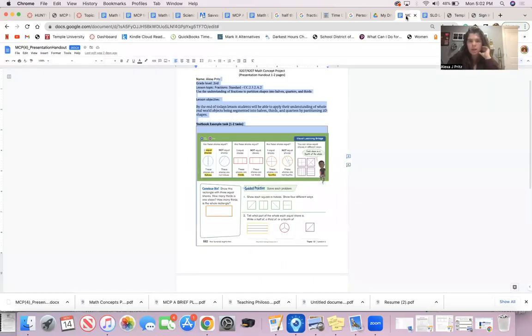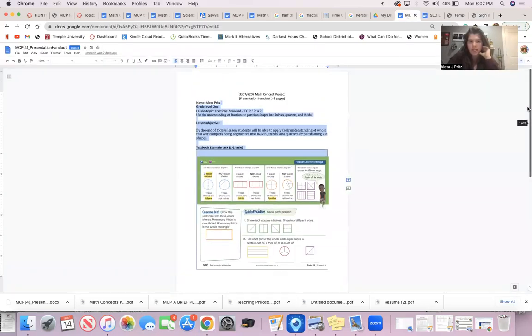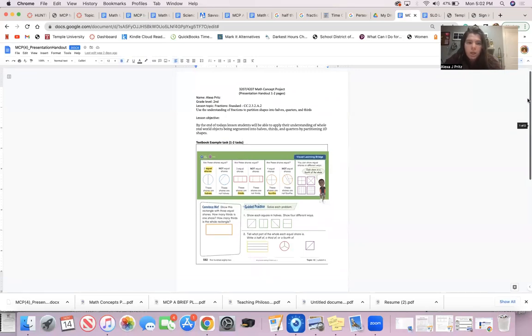So this is my math concepts plan. Grade level is second grade, and the focus of the lesson is fractions, specifically standard CC 232A2. Use understanding of fractions to partition shapes into half, quarters, and thirds. By the end of today's lesson, students will be able to apply their understanding of whole real-world objects being segmented into halves, thirds, and quarters by partitioning 2D shapes.